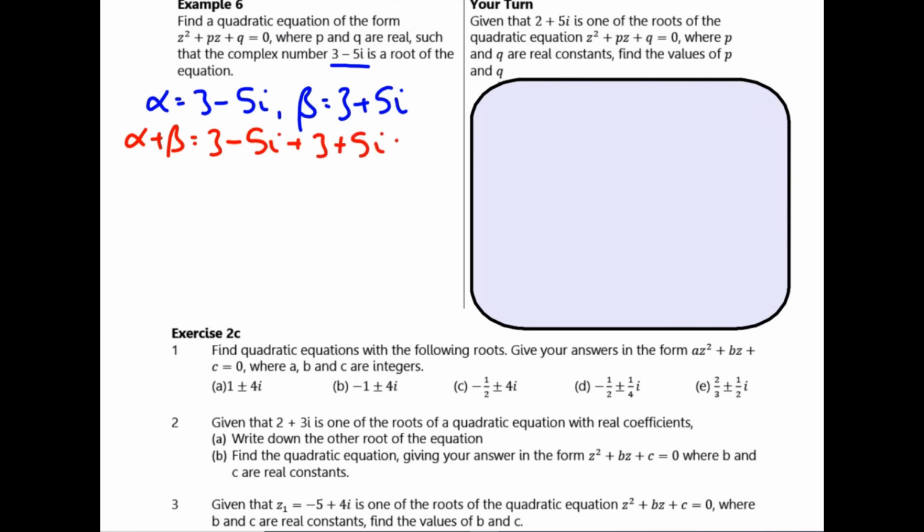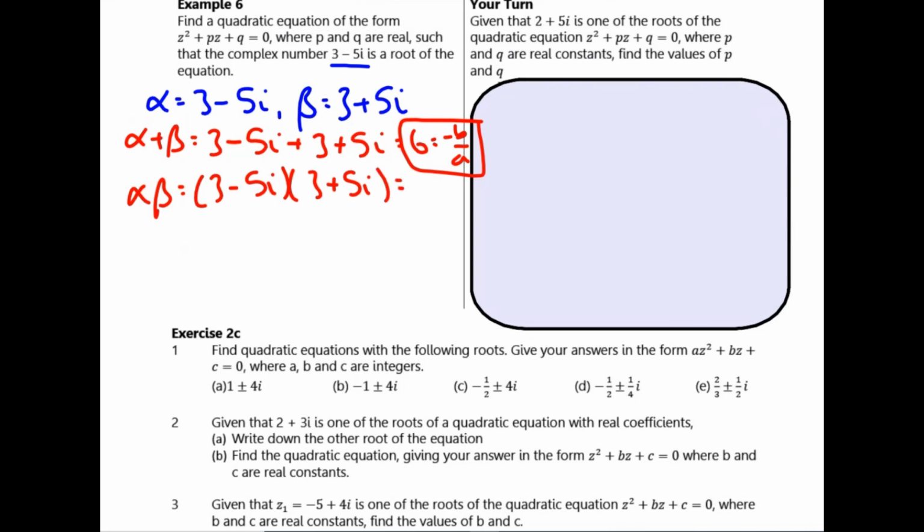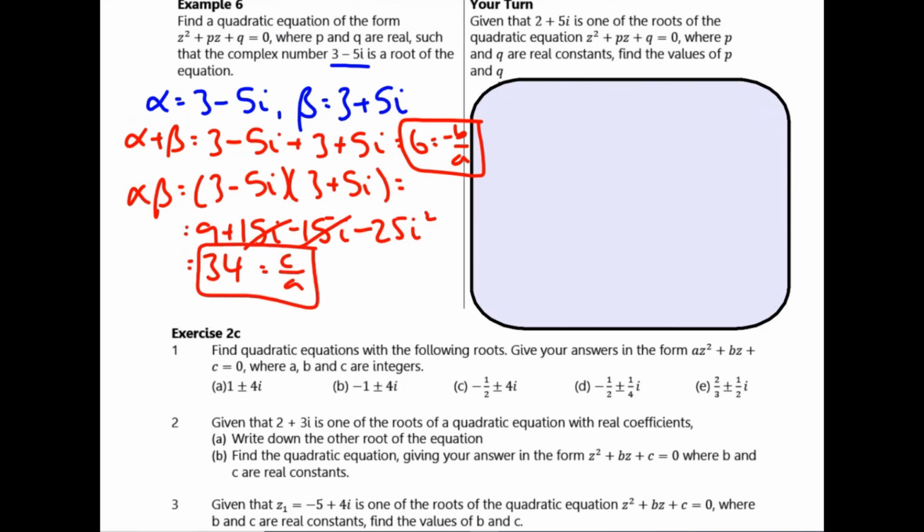the i's will cancel and I just get 6, and this is equal to -b over a. And multiply my roots together. And expanding this out gives me 9 plus 15i minus 15i minus 25i squared. i squared is -1, so if I add this to 9, I get 34, and the i's cancel out. This is equal to c over a.